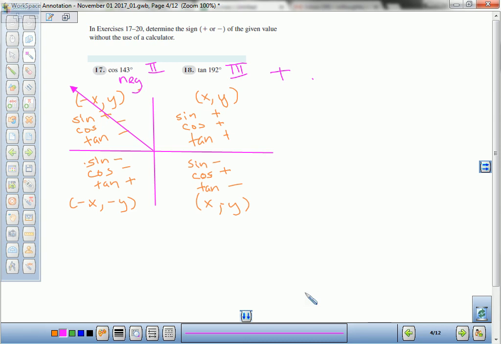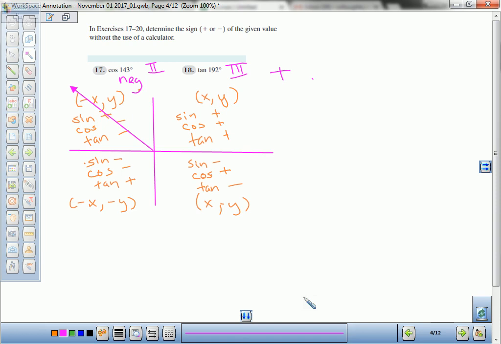Yes, sir. Why do we need to know the tangent of 192, like in any situation? We don't yet. Yes. What you're asking is, how would we use this to solve real-world application problems? And we wouldn't use the 192, we would use the reference angle.